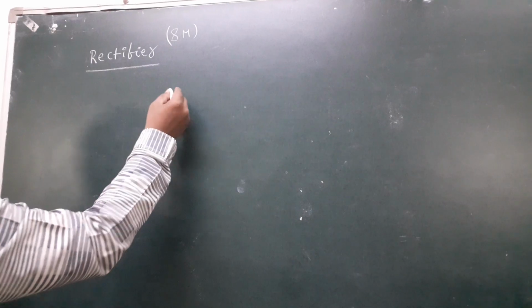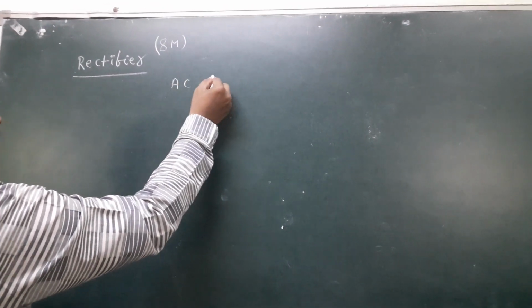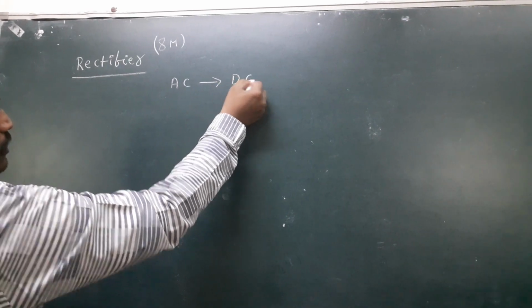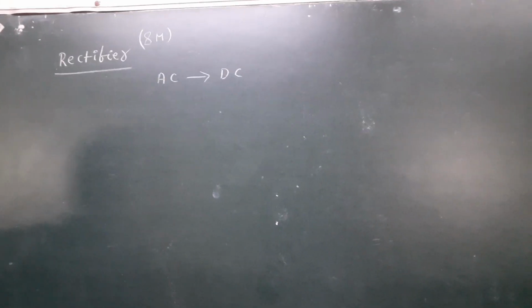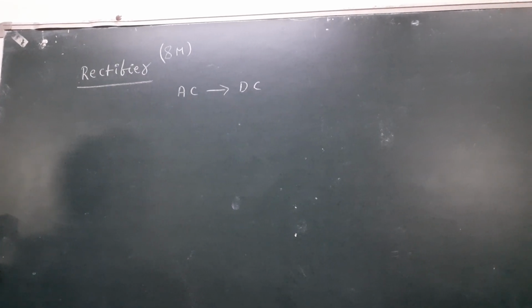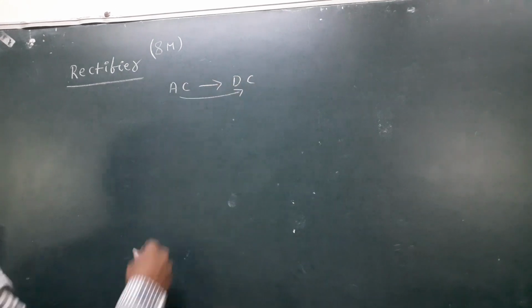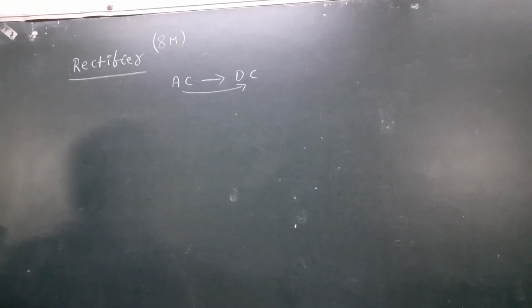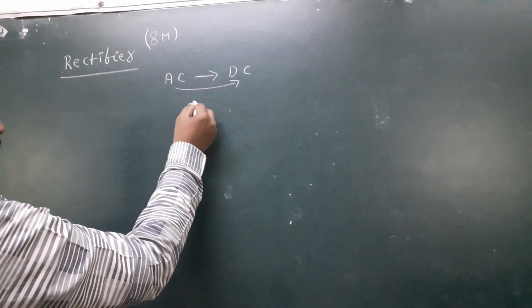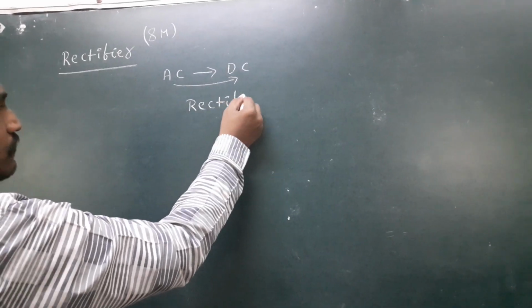What is the use of a rectifier? Simply, we convert AC into DC, nana. What is the rectifier, nana? It is a device to convert alternating current to direct current. This device is called a rectifier and this process is called rectification.